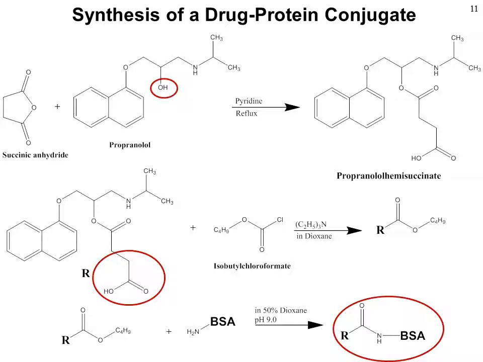Bovine serum albumin contains many free primary amine groups which can easily react with an activated ester, in this case on propranolol, to form a propranolol BSA conjugate via an amide bond. Now you have a propranolol BSA conjugate that can be injected into animals such as rabbits to generate antibodies.